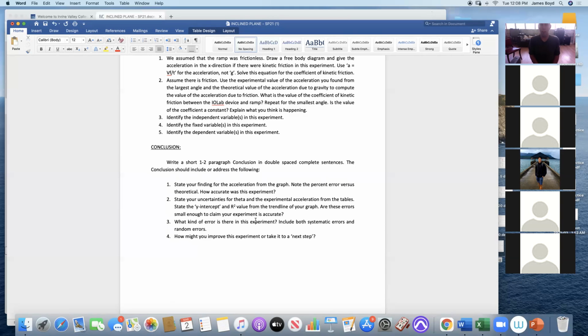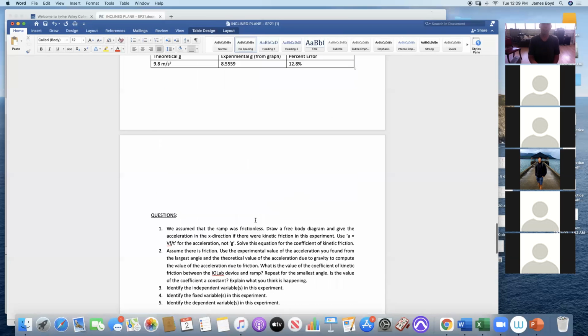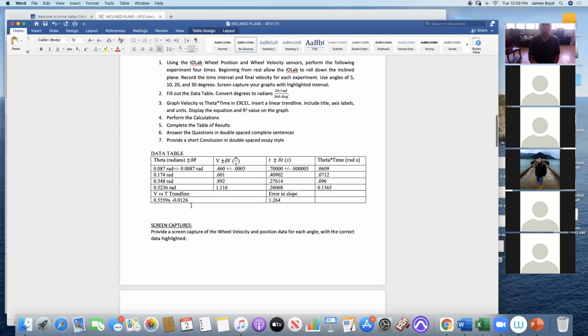Are these errors small enough to claim your experiment was accurate? Well, maybe. And remember that the y-intercept value on your trend line is a measure of the systematic error. We didn't do enough random trials to get rid of random, but we can assume that there's a little bit of systematic error, but look at how small my systematic error is.